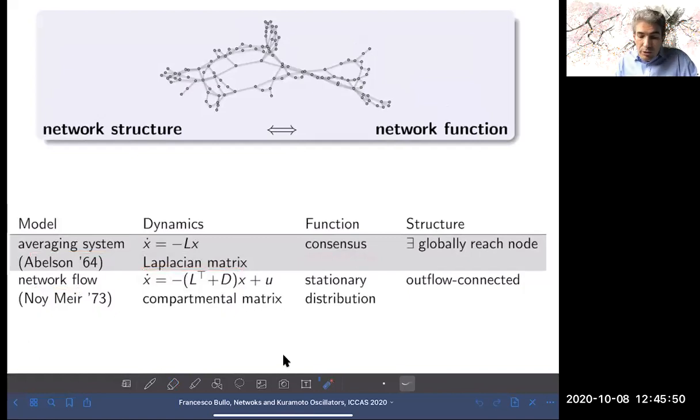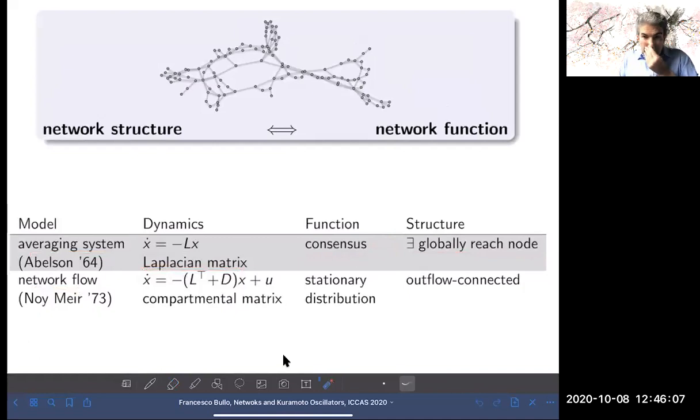And it is well known that consensus is reached if and only if the underlying network has a certain graph theoretical structure. Here, without going into the detail, that structure is the existence of a globally reachable node.